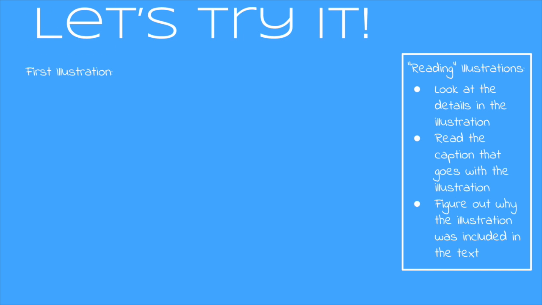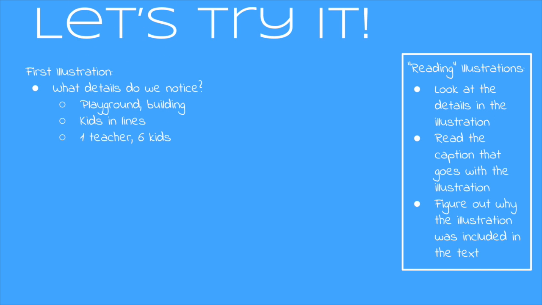Let's take a look at our first illustration. That's the photograph with the students in the front and the building back behind them. The students are at the playground. Let's ask ourselves some questions. What details do we notice? You probably notice a playground and a school building right away. You probably also notice that the kids are in lines. And you probably have noticed that there is one teacher and 6 kids.